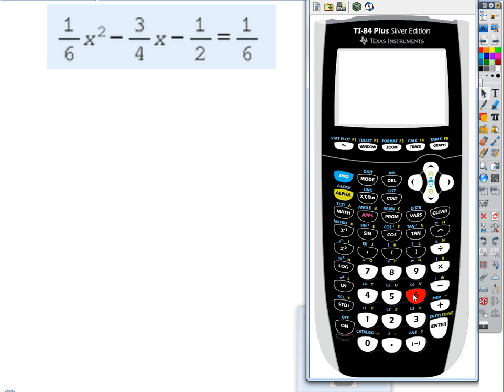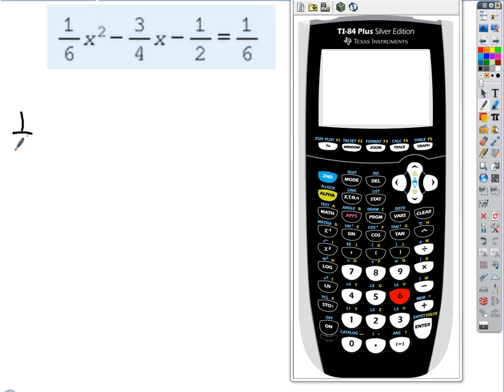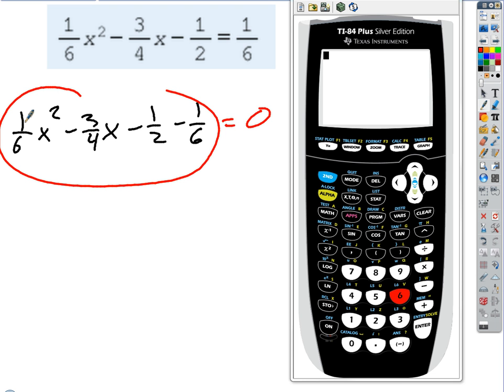So if I get everything on the left side, couldn't I just write that as 1/6 x squared minus 3/4 x minus 1/2 minus 1/6 equals 0? I don't have to do anything extra to it, just get it equal to 0. Everything on one side then, this is the function that we want to set equal to 0, right? We want to graph this thing. Well, graphing it and finding out where it equals 0 is the same thing as asking where the x-intercepts are.